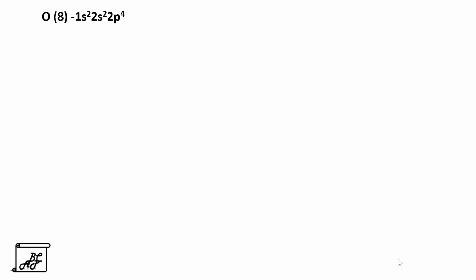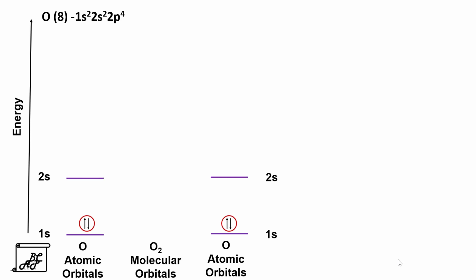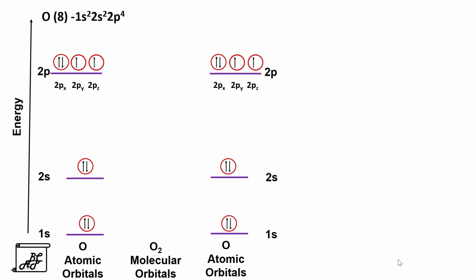Oxygen atomic number 8, electronic configuration is 1s2, 2s2, 2p4. Now as we have applied molecular orbital theory in case of boron, carbon and nitrogen, we have to start in the same way. At the two sides there are oxygen atomic orbitals. At the center there are oxygen molecular orbitals. At first there are 1s orbitals with pair of electrons. Then above that there are 2s orbitals with pair of electrons. And in the 2p orbitals, there are 3 2p orbitals, that is 2px, 2py and 2pz, which carries total 4 electrons in each of the oxygen atom.